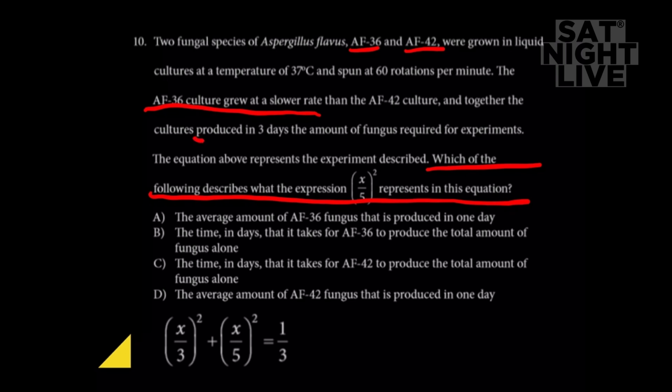And together the cultures produced in 3 days the amount of fungus required for experiments. Well, if I think that the left-hand side of my equation might be the fungi and then the amount of fungus they produce, my right hand might have something to do with this 3. And I notice that I see my 3 in the right side of my equation, and so I say this 3 likely has to do with the time. That maybe it represents the 3 days it took the fungi to produce the fungus, and maybe it means that they're making about 1/3 of the fungus each day.